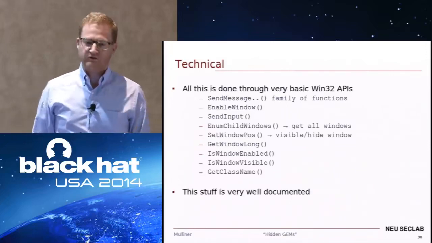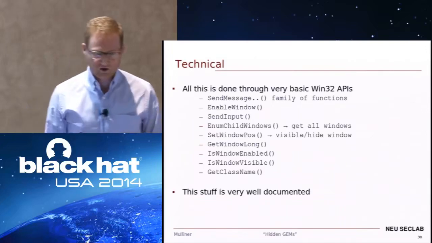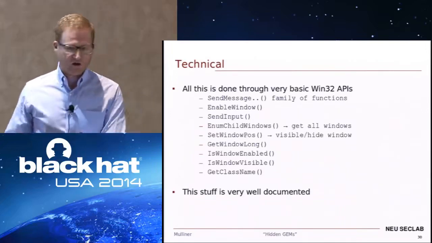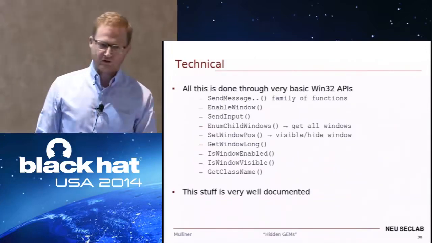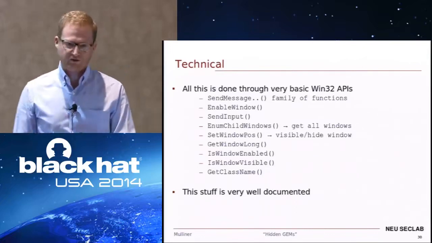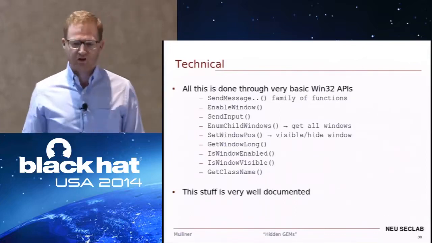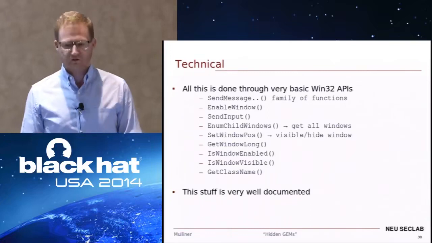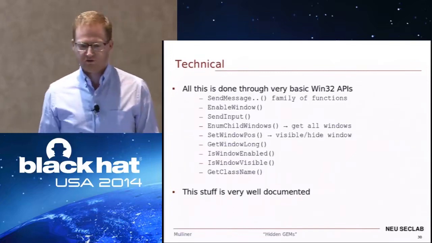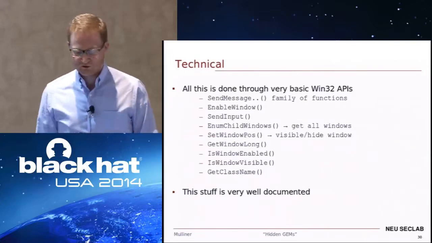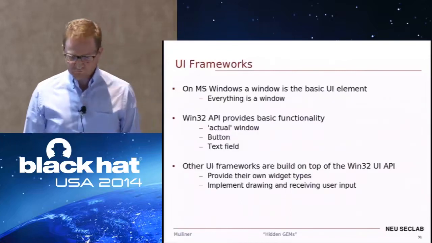And all of this stuff is very, very well documented. If you want to ask how do I enable a window, how do I hide a window, you just search for Win32 EnableWindow, and there's the source code. So it's very, very straightforward. That's why I don't have any code snippets. Everybody can use Stack Exchange, I'm pretty sure.